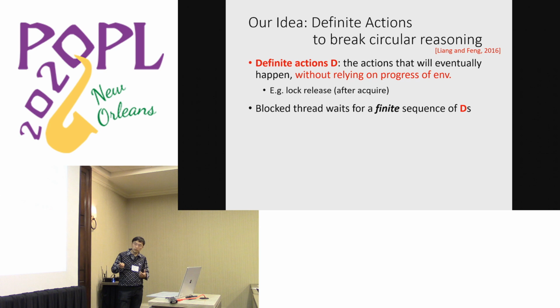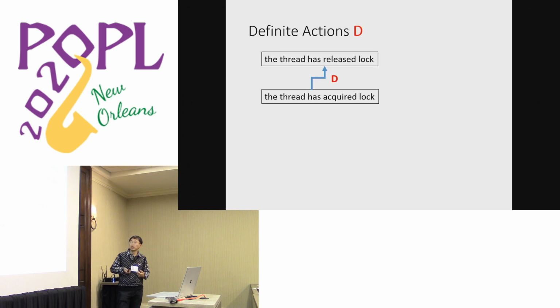So it's like after the lock has been acquired, the release. In this case, we only need to worry about the termination of the critical region. So it's not affected by the environment behavior. Then we ask each thread only waits for a finite number of definite actions. And also we require the number is always decreasing. Then in this case, we know that this blocking is always temporary. Okay. Then we could derive the so-called starvation freedom here.